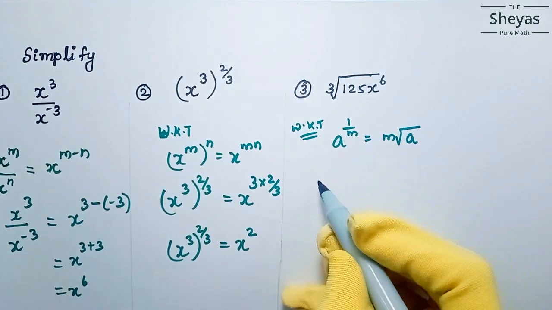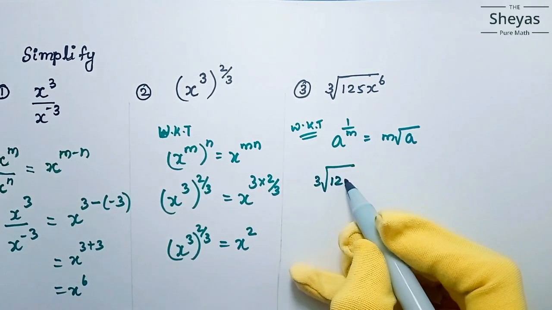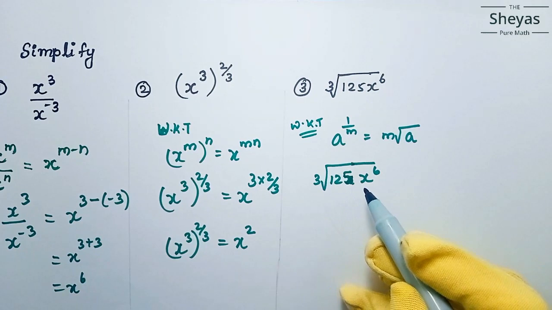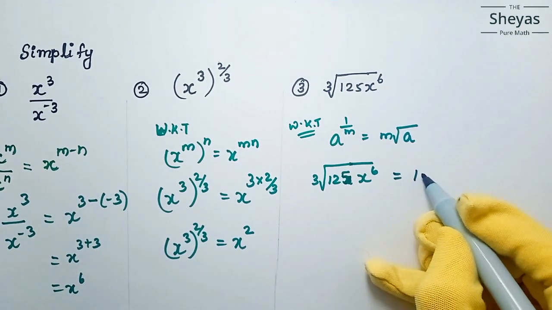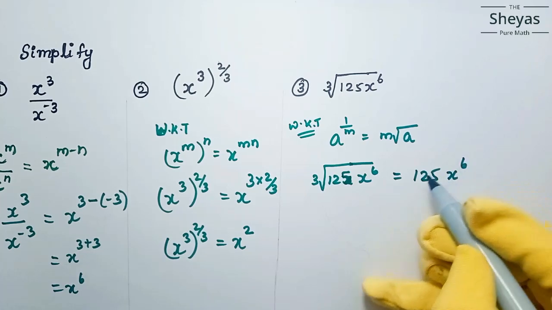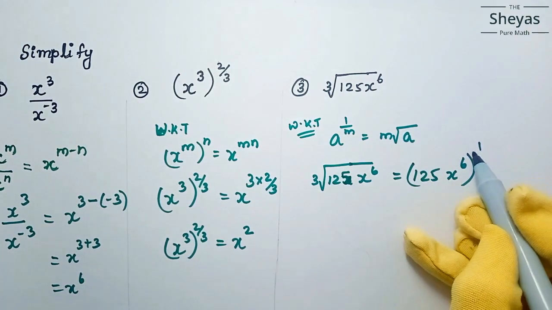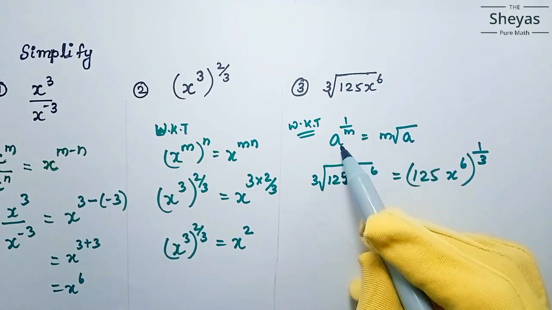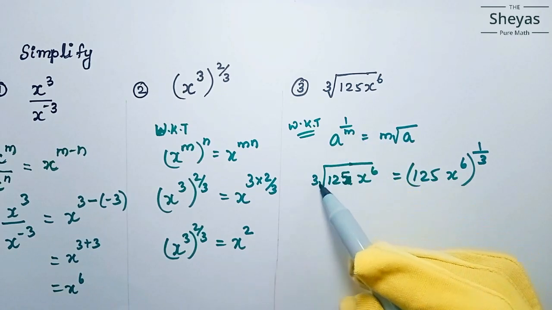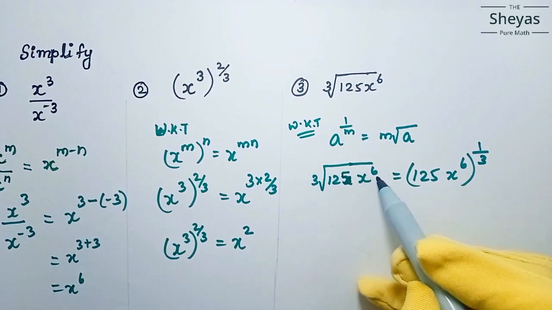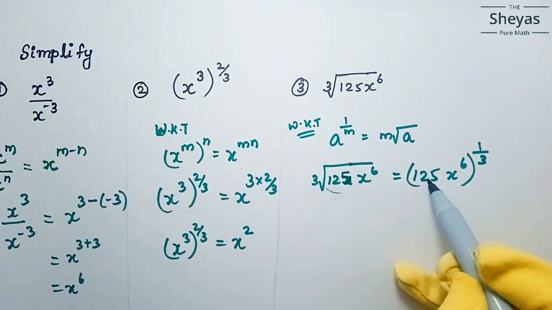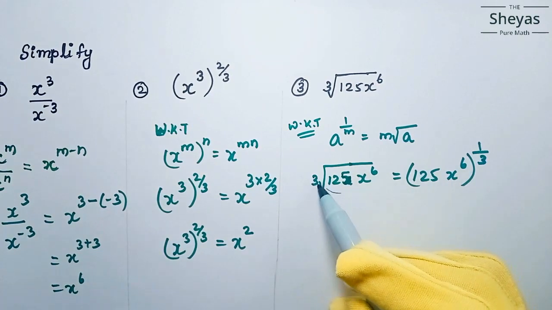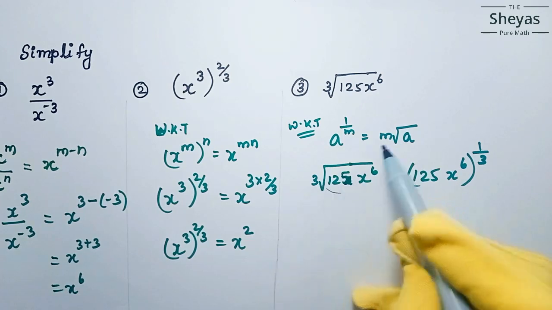So here the cube root of 125 x power 6 can be written as 125 x power 6 the whole power 1 by 3, that is, m is 3 here. This mth root of a can be written as a power 1 by m. So this whole is a. A is 125 x power 6, which I have written here. The root is m, m is equal to 3, so it can be written as 1 by m.